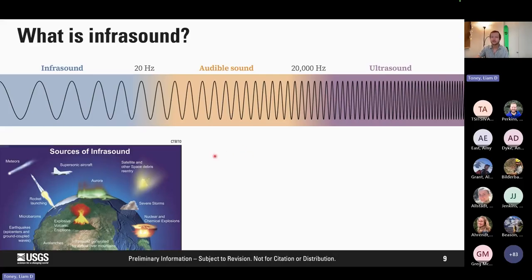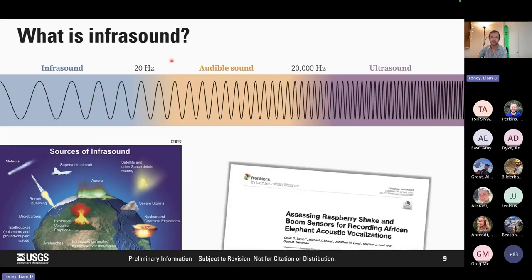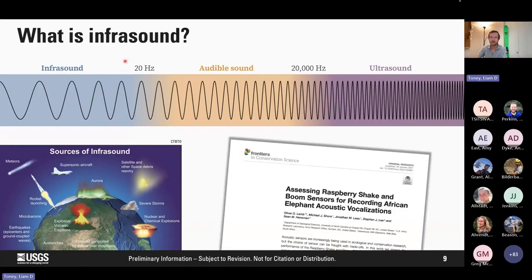And one kind of fun fact about infrasound is that elephants actually produce infrasound. This is a paper from a colleague that was using the same type of sensor that we can use to record landslides and volcanic eruptions. He was using it to record elephant vocalizations. So we communicate using audible sound, elephants use infrasound, and bats make ultrasound. But I'll be focusing mostly on infrasound today.